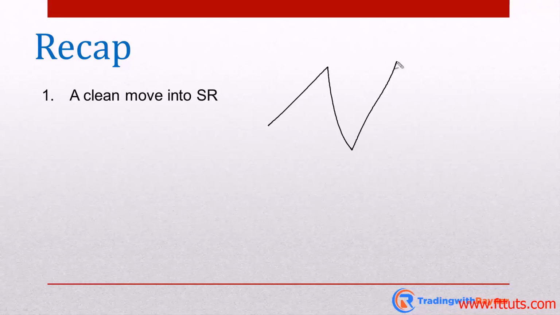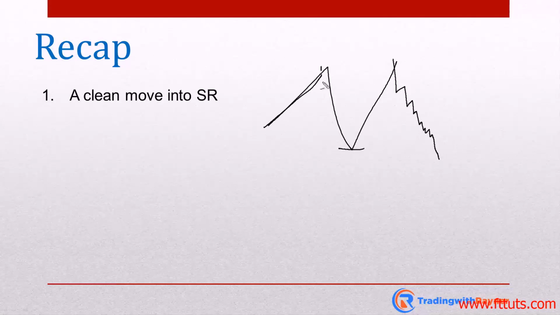So with that, let's do a quick recap. What is the false break setup? A false break setup is when you have a clean move into support or resistance. For example, a clean move goes like this, whereas a chop move, let's say it goes up into support, goes in like this. This type of choppy move, I would usually skip the trade.